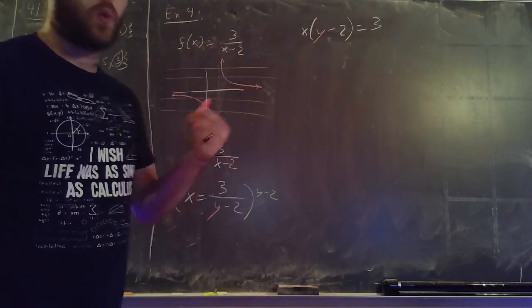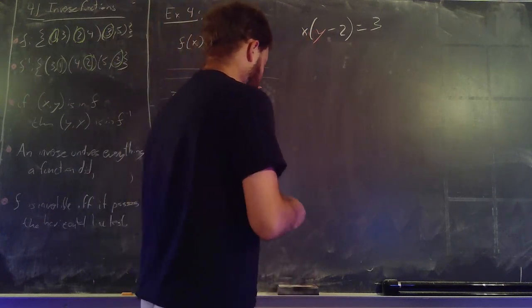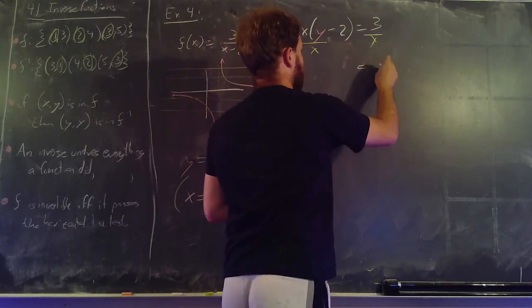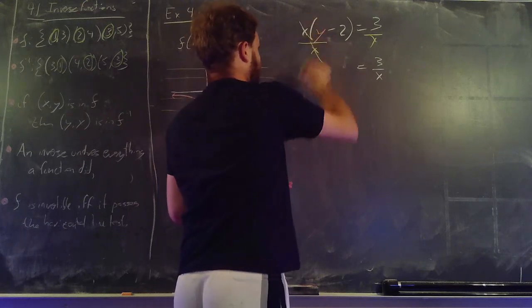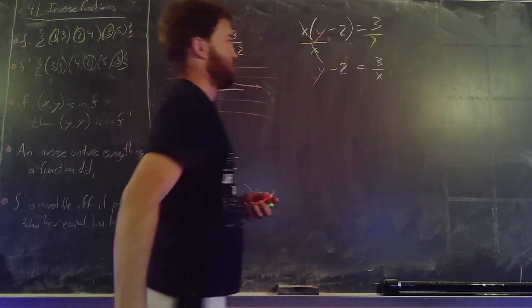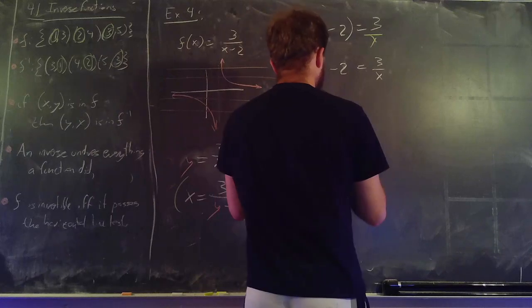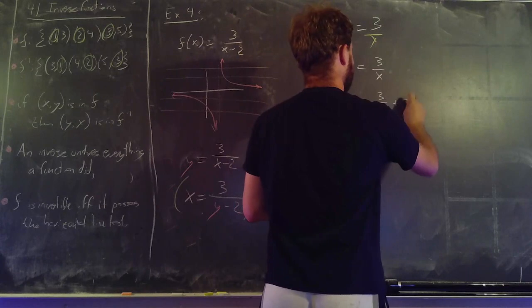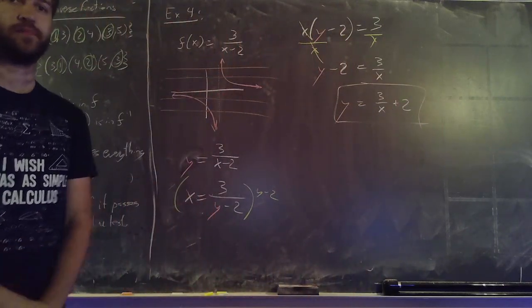Okay, but I want the y by itself, and I just created a problem because x and y are together. Let me divide both sides by x, which gives me the right-hand side, 3 over x. The x's will cancel off of the left-hand side, leaving me y minus 2. Then, of course, the next step should be pretty obvious. I'm just going to add 2 to both sides. I'll have 3 over x plus 2, and that is my inverse function.